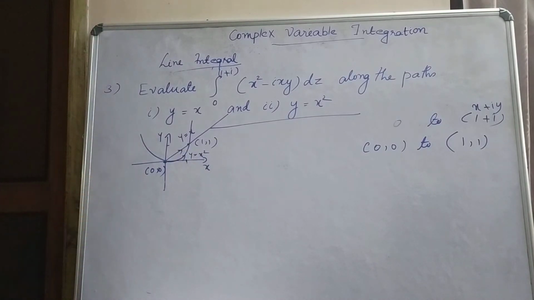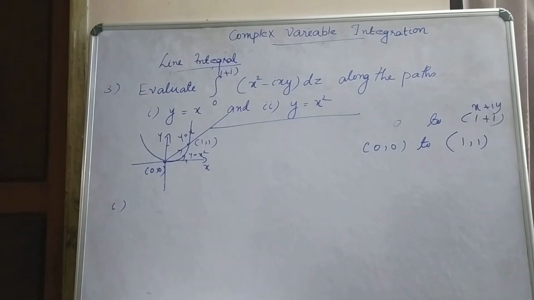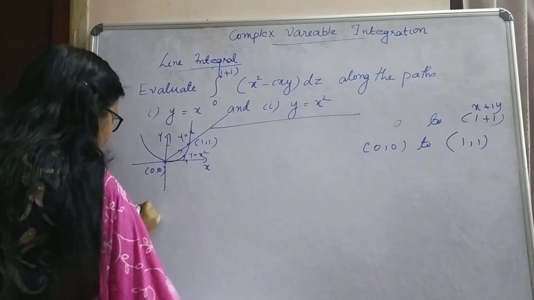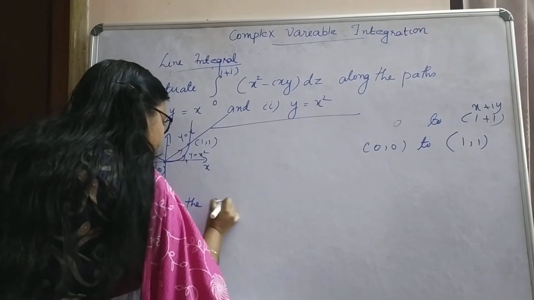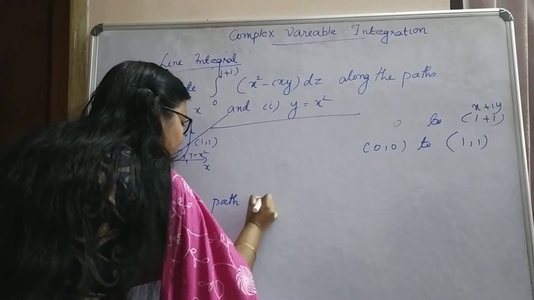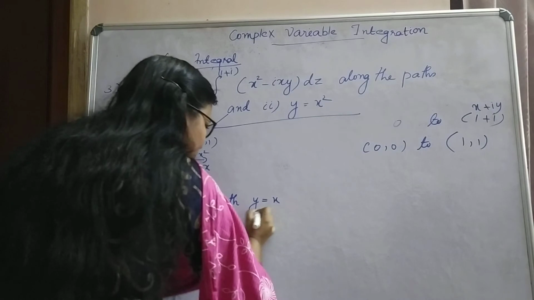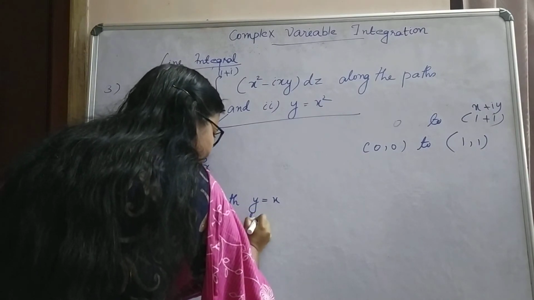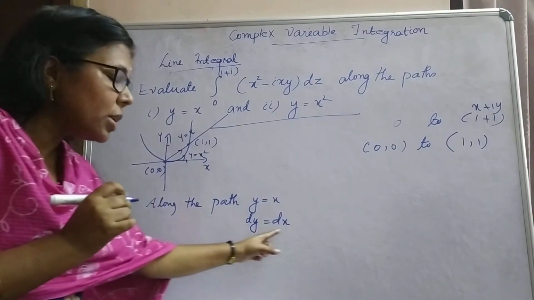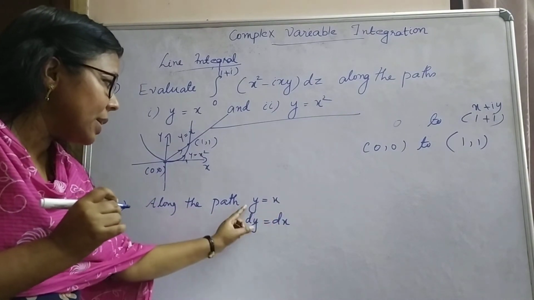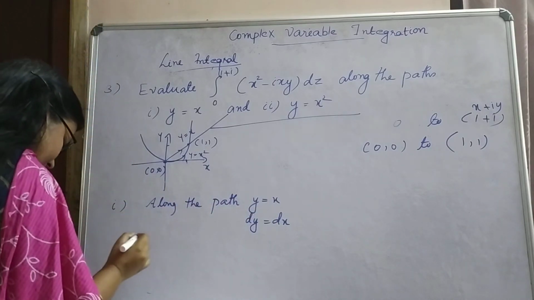Now it is given as y equal to x along the path y equal to x. Here y equal to x means, taking the derivative on both sides, we get dy equal to dx. Now we have to integrate.